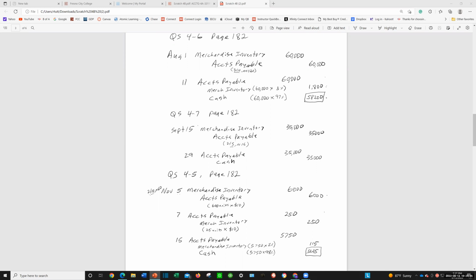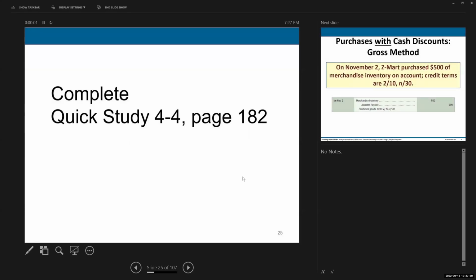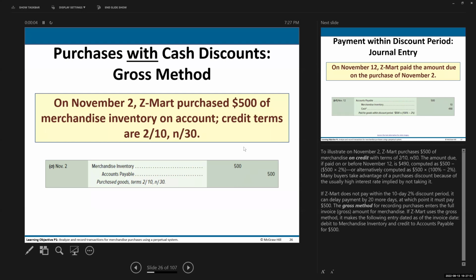our PowerPoint. Okay, this is purchases with cash discounts and the gross method. Ooh, that's gross. Sorry, little humor there. We're always going to use the gross method. And what does that mean? That we are always going to record what it originally cost us. We're not going to take the discount until we actually do later.